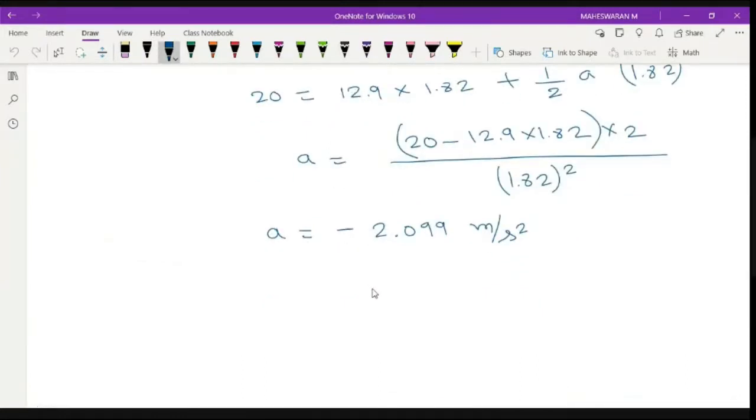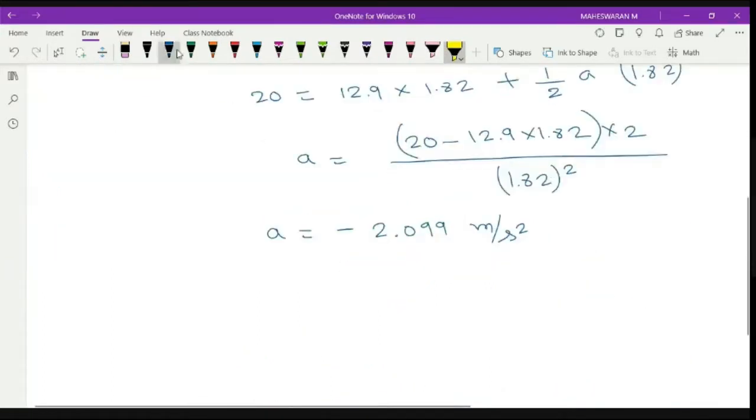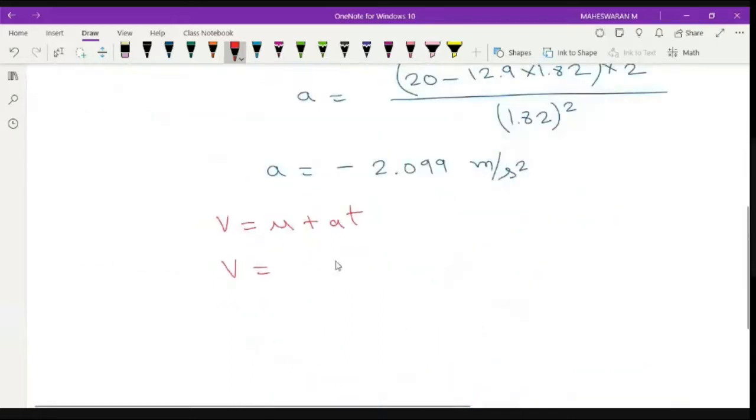Now I have to identify the velocity, because when both are leaving the zone, they are at the same velocity, as given. So let us identify the velocity for runner A using the formula v is equal to u plus at. v is equal to 12.9 minus 2.099 into the time, which is 1.82. So what is my v here? 9.079 meter per second.